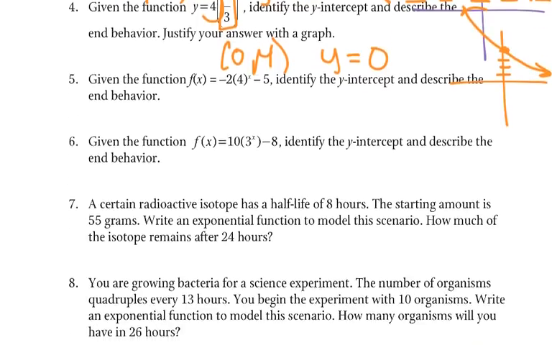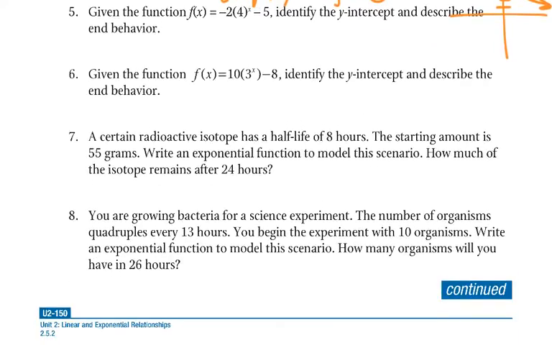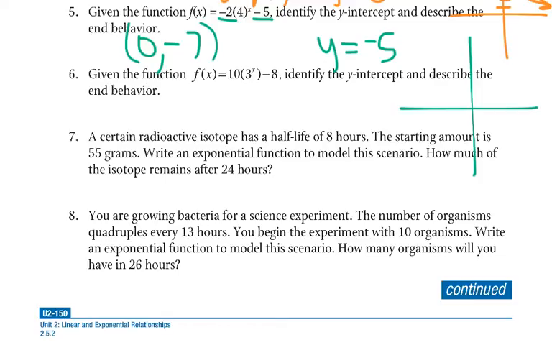Okay. 5, same idea. A -5 for our asymptote. Our y-intercept, -2 plus -5 would be -7. So (0, -7) is our y-intercept. Graphing it. That would be our asymptote. This would be our y-intercept. So it would be going down like this.